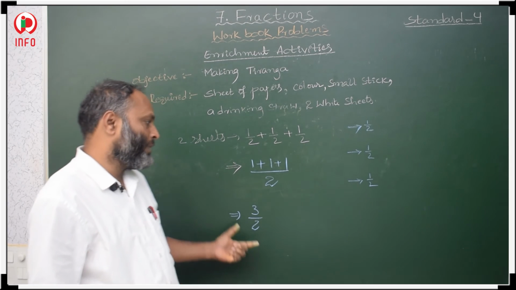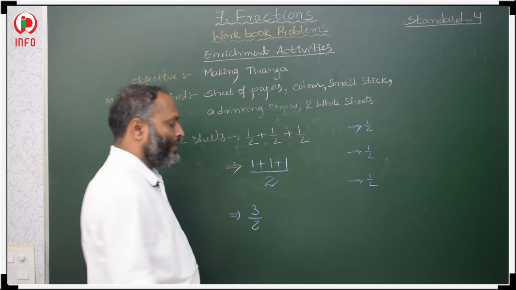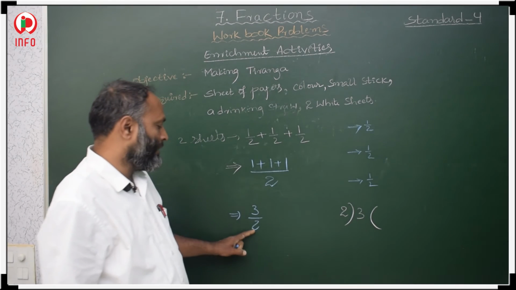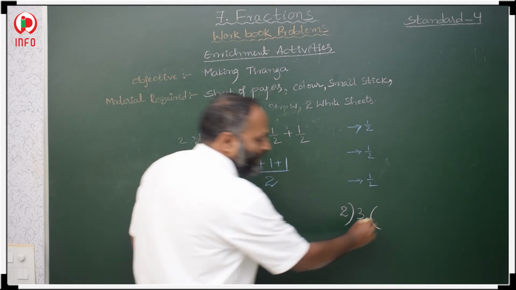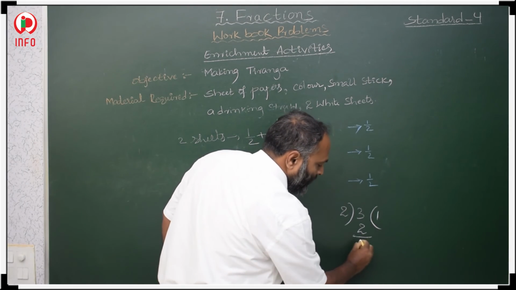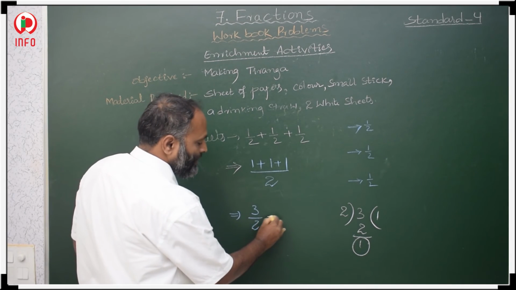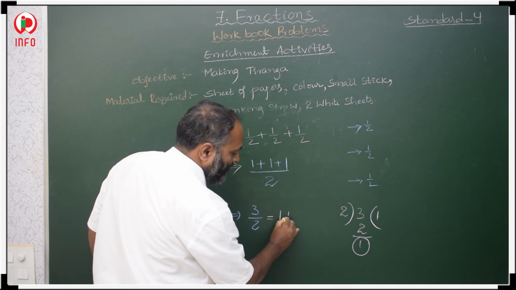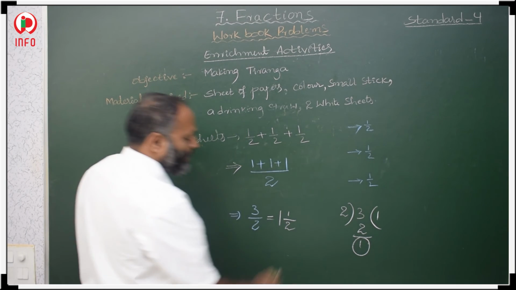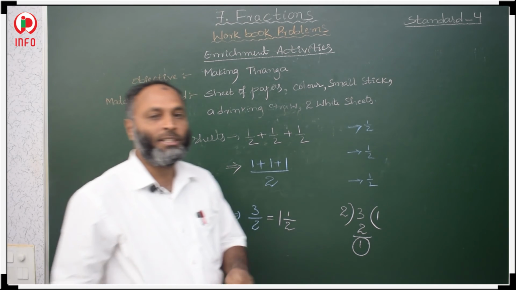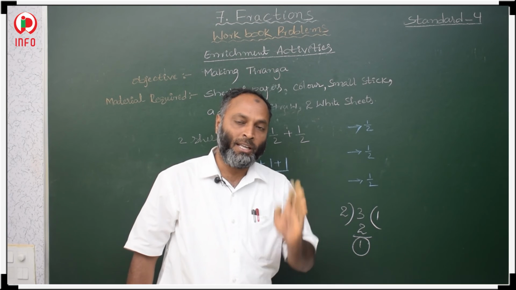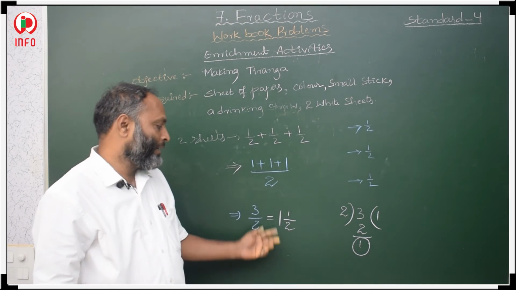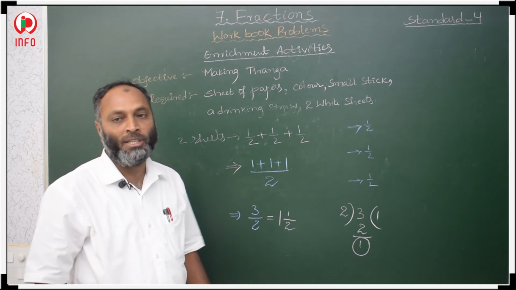So, how do we convert this improper fraction into a mixed fraction? We divide the numerator 3 by the denominator 2. 2 ones are 2, then 1 is left. How to write this? First the quotient, then the remainder over the divisor. 1 1 by 2, 1 and a half sheet we used: 1 complete sheet and another half sheet. Practically we used 1 and a half sheet.